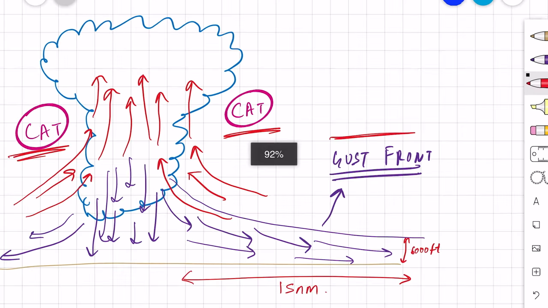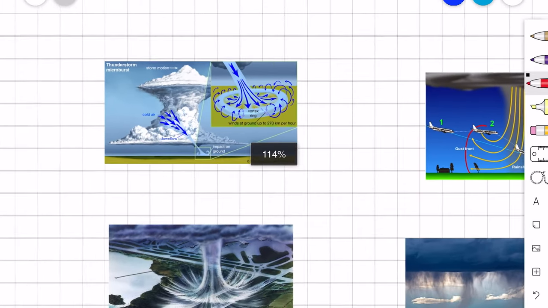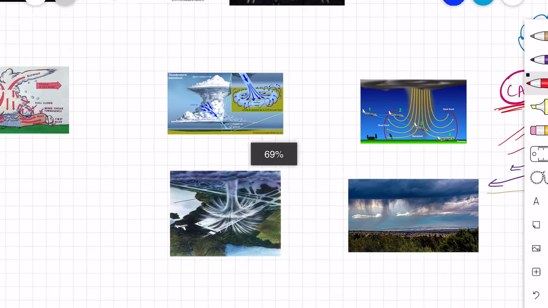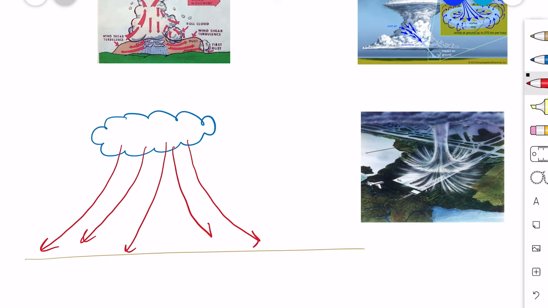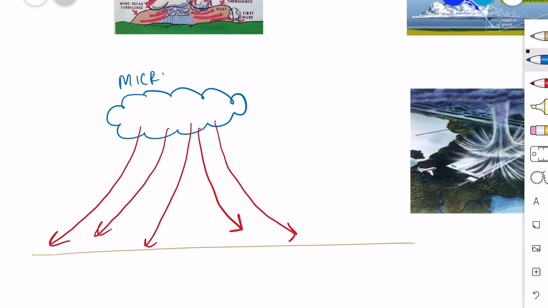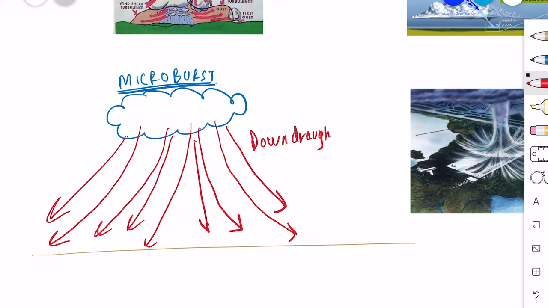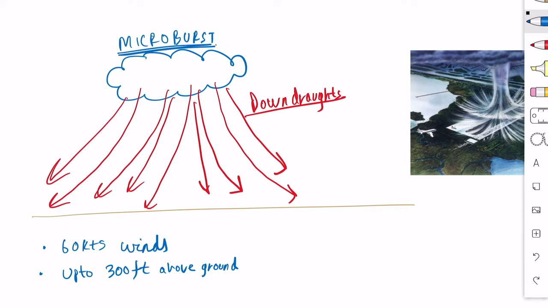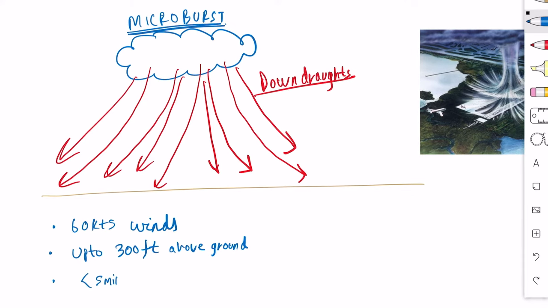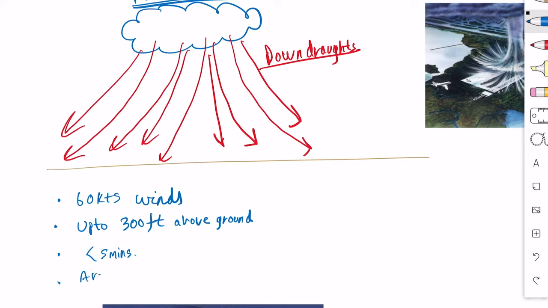Now the next hazard is a microburst. So this is what it looks like. I just drew it. So the air you see here coming from the center of the cloud is microburst. These are very, very strong downdrafts. Air currents coming down. The wind speeds can be up to 60 knots and can be experienced down up to 300 feet. The duration of a microburst is less than 5 minutes and the area is less than 4 kilometers.